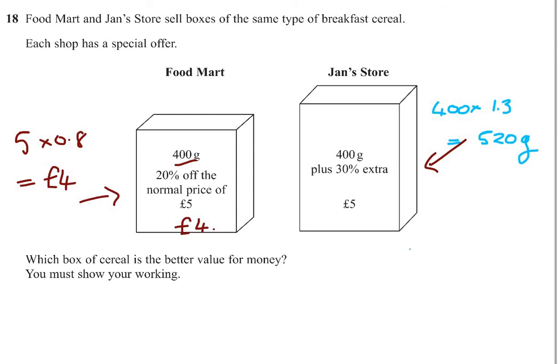So now we could do perhaps a cost per gram, or perhaps try and get them to the same grammage. Okay, so what we can do is look at how many grams you get for £1. So let's look at the Food Mart, and so it's £4 for 400 grams. Let's divide both by 4, so we get £1 for 100 grams.